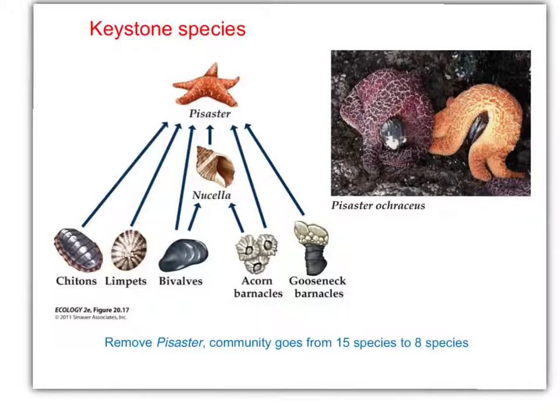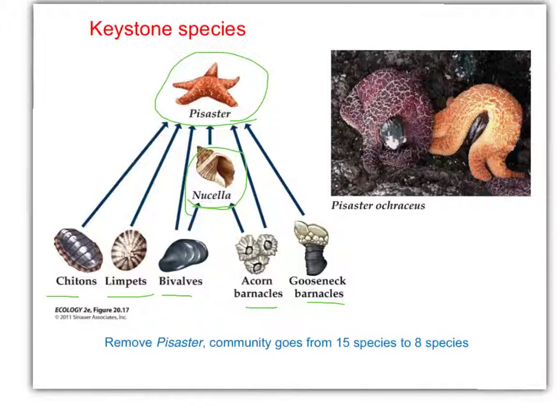Sea stars in the genus Pisaster are definitely famous for their keystone effects in communities. And you can see Pisaster here at the top of some trophic interactions where they feed on some mollusks like Nucella. They also feed on limpets, chitons, and bivalves, which are also fed on by this intermediate predator here. They feed on barnacles.